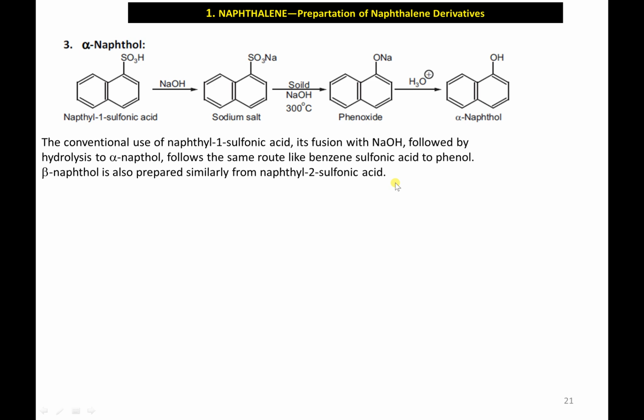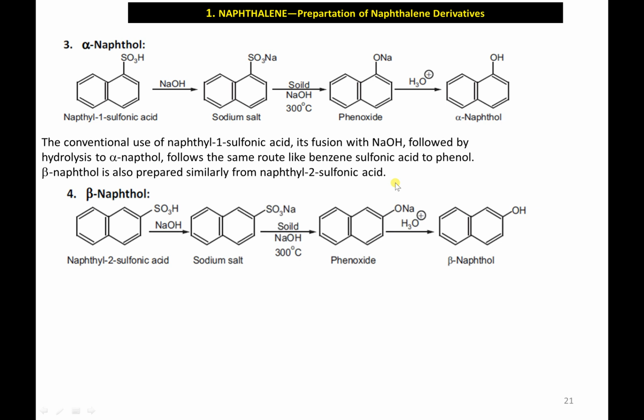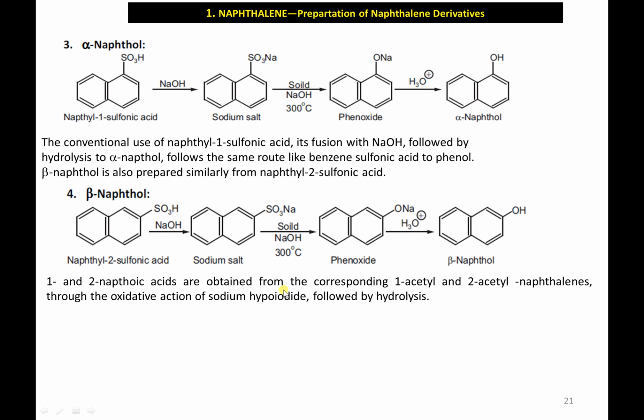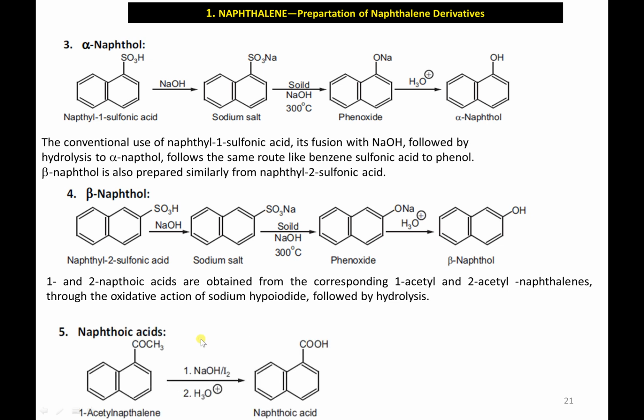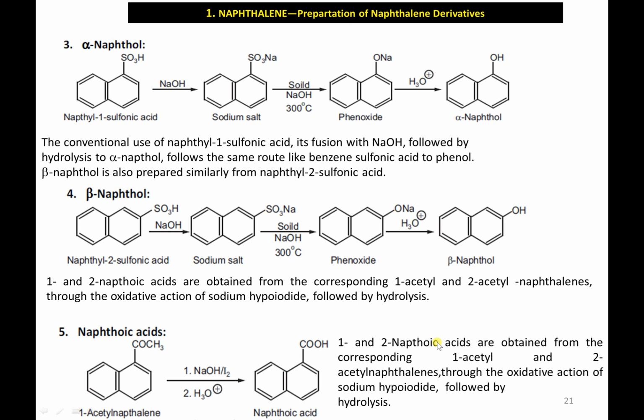You can get beta naphthol also, by the same method, only the position is beta. So you start with the beta sulfonic acid or 2-sulfonic acid. Naphthoic acids can also be obtained from the corresponding acetyl naphthalenes. This is a typical hypoiodite oxidation, then basic hydrolysis, and you get the corresponding compounds.